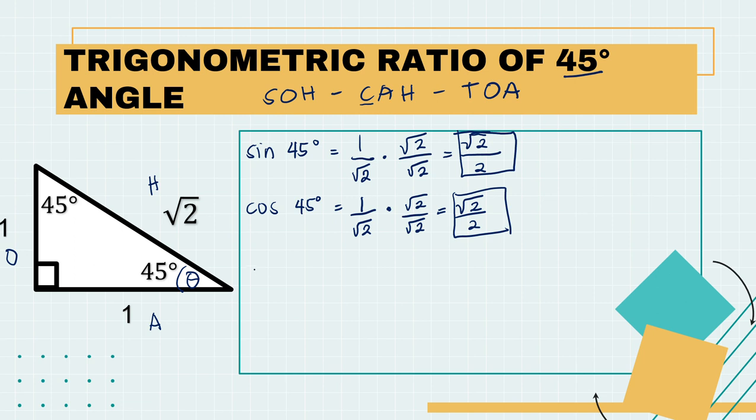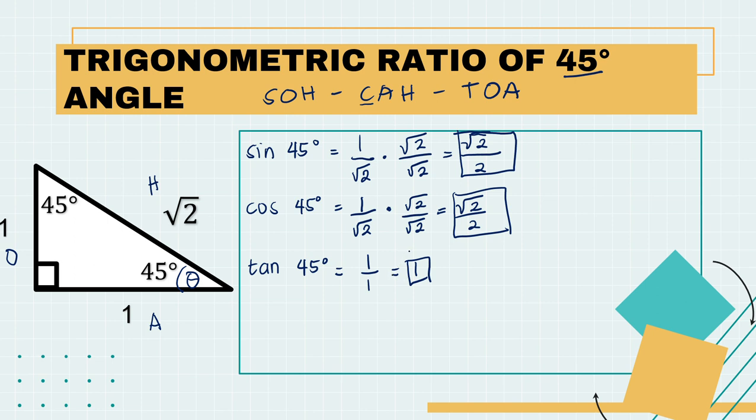Okay, and the next trigonometric ratio will be the tangent 45 degrees. In tangent 45, we will use the ratio of the opposite side over the adjacent side. So in this illustration, the opposite side is 1 over the adjacent side is 1. So 1 divided by 1 is equal to 1. And then we are done with the basic trigonometric ratios.